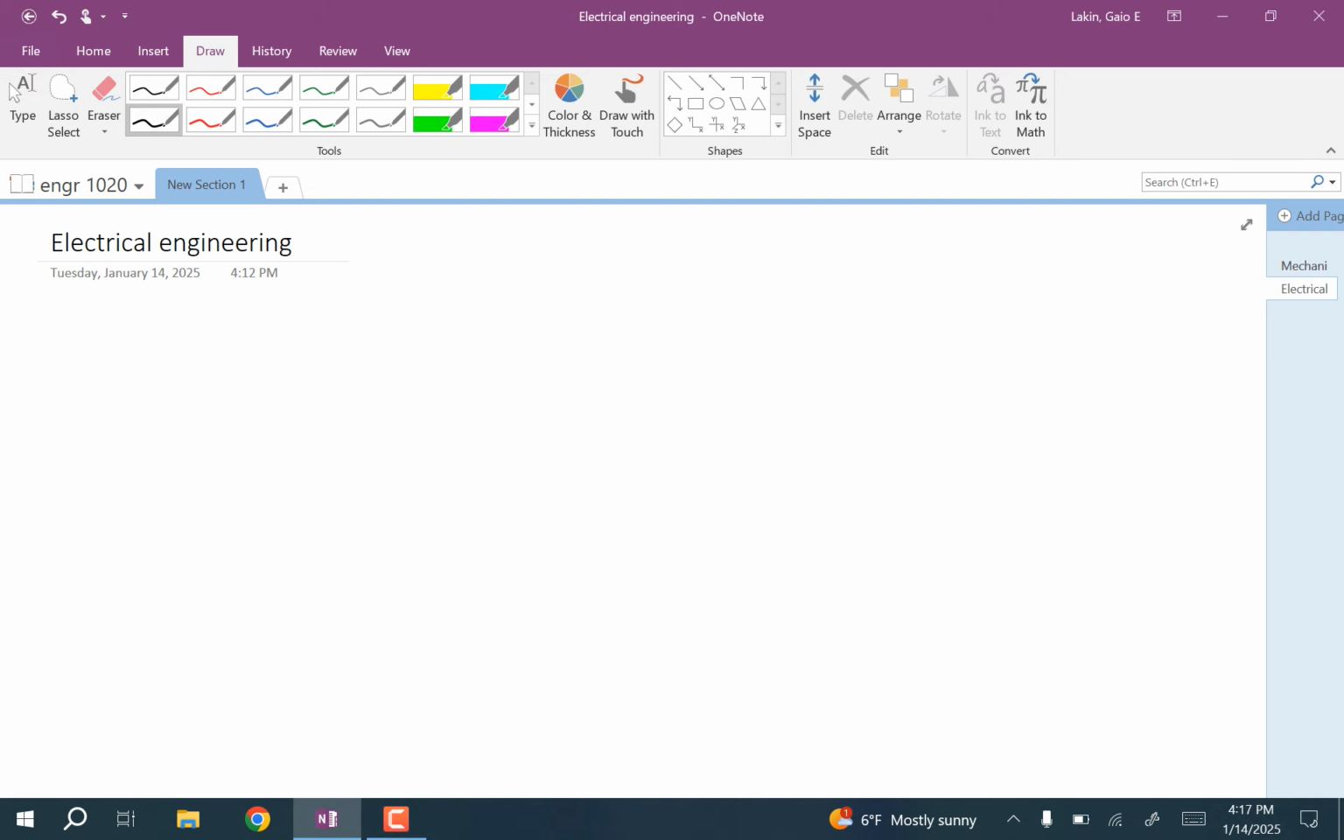This is a summary of electrical engineering as an engineering discipline. Electrical engineering, as you can imagine, is concerned with engineering using electricity and magnetism.